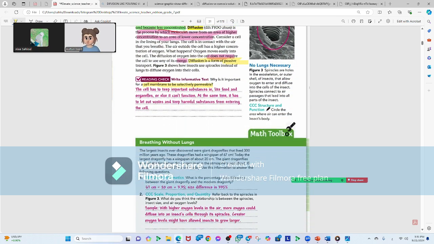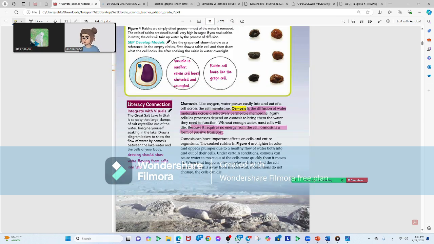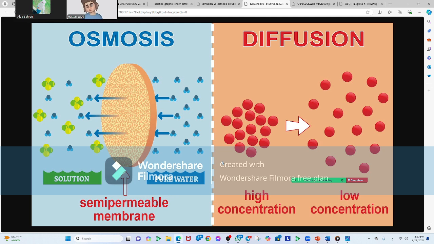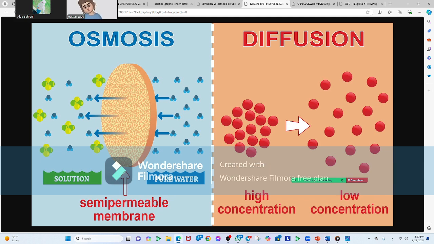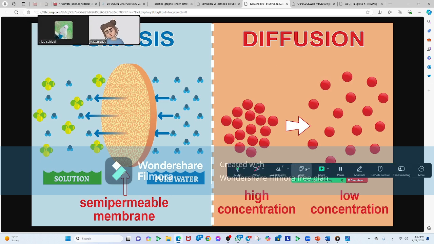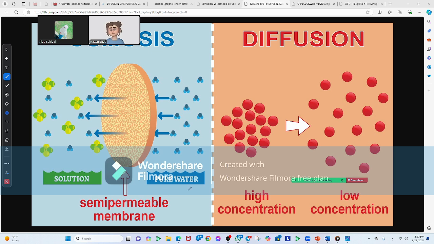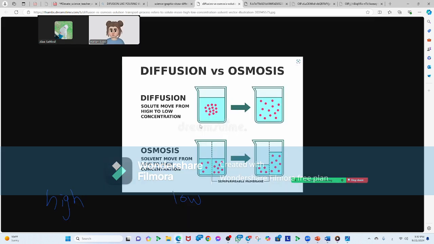Passive transport. Osmosis is the movement of materials against the concentration gradient. So here, from high to low. But here, what happens? From low to high. From what to what? From low to high. Yes. So we can see another picture here.